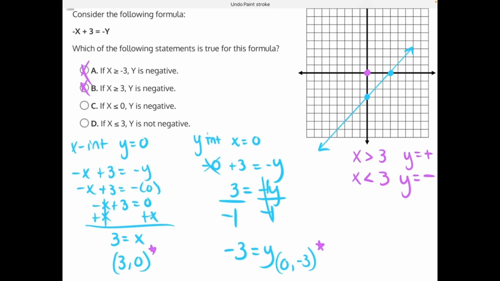Now let's take a look at why D is incorrect. If x is less than 3, our intercept here, y is not negative. This is not true. Y is definitely negative for all of the values that are less than x equals 3. So D is incorrect, making C our correct answer.